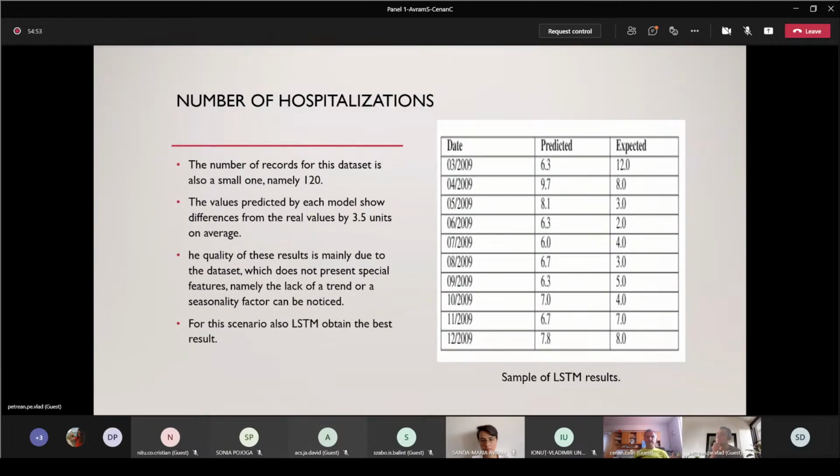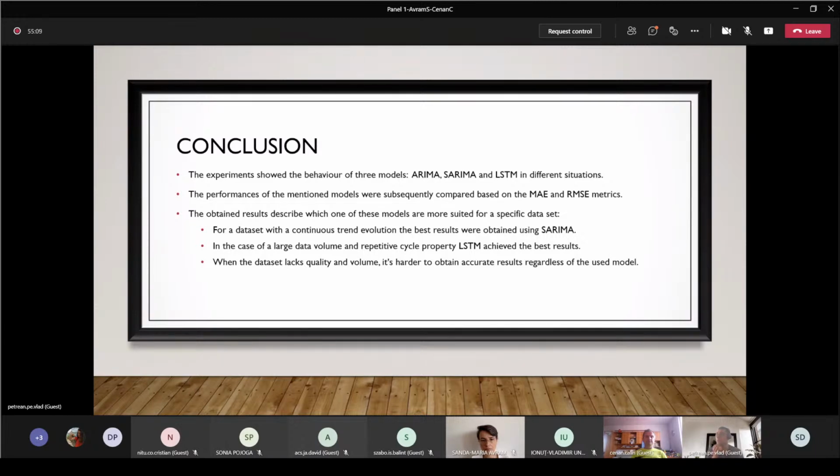And for the last scenario, here we also had a smaller data set, namely 120 records, and also in this case LSTM obtained the best results. So as a conclusion, we have shown how each of the previous models behaves in 4 different situations, and also we validate the results based on mean absolute error and root mean square error metrics.